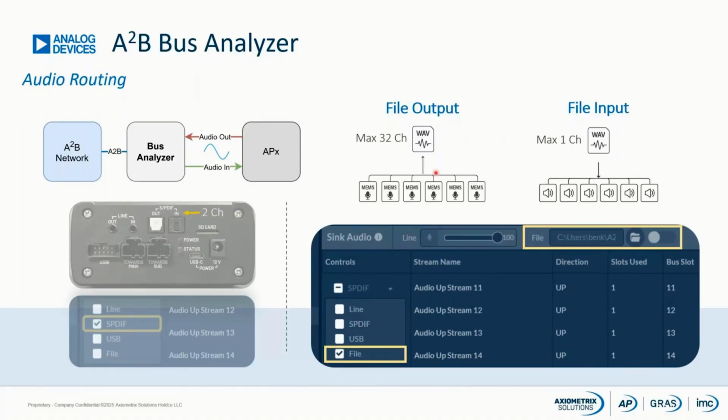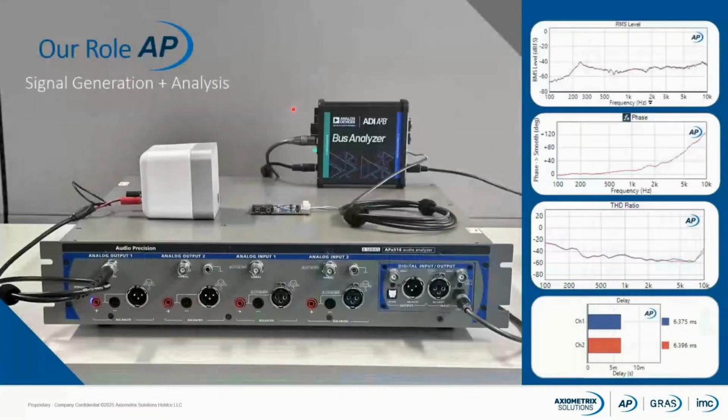So for example, using file output, you can simultaneously record up to 32 microphones to a WAV file for analysis in AP. So in other words, the AP analyzer role is to generate the audio stimulus and to acquire the output signal from the network and to produce the desired measurement results. And the bus analyzer makes all of that possible by providing a mechanism to stream audio into or out of the network.